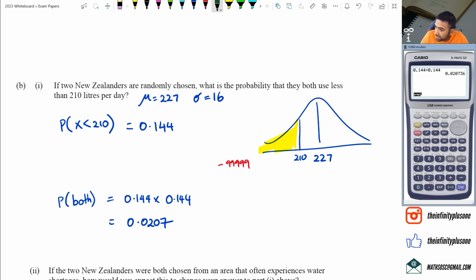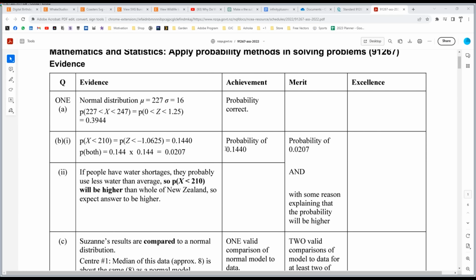Now the grades wise, a probability of 0.144 is going to get you an achieved. Looks like this is one of those weird questions where there's a second part to it. So for a merit, you have to actually get the second part of this question correct. So let's answer that one first. As you can see, the 0.144 will get you an achieved, but to get the merit for that, you've got to answer the second part of this question as well.